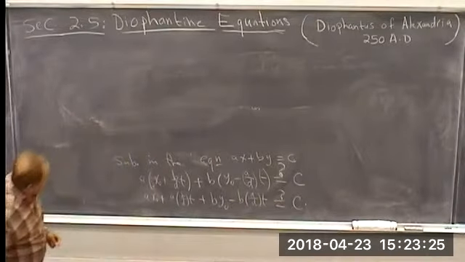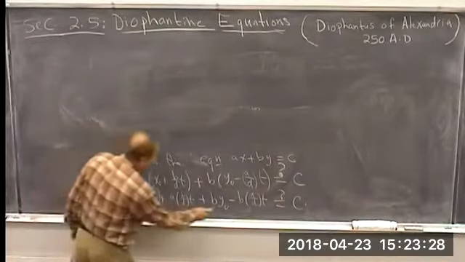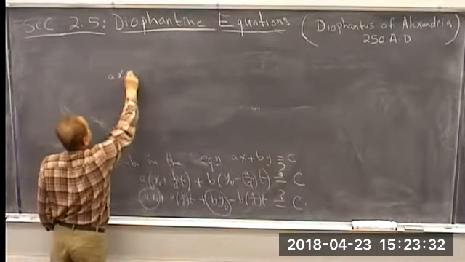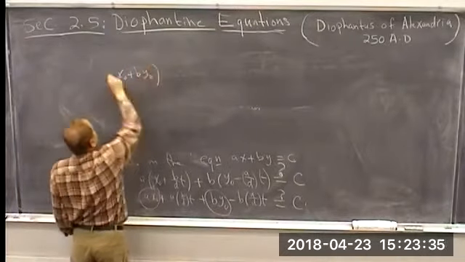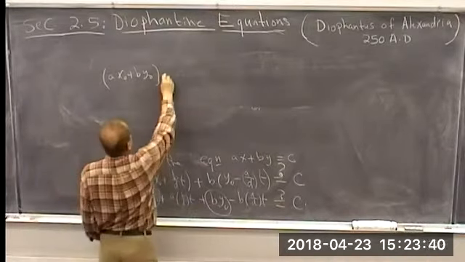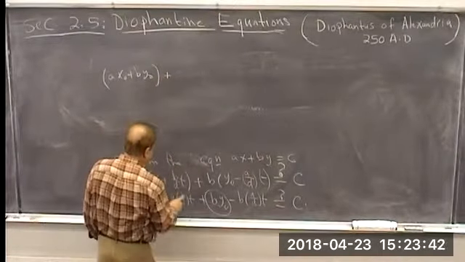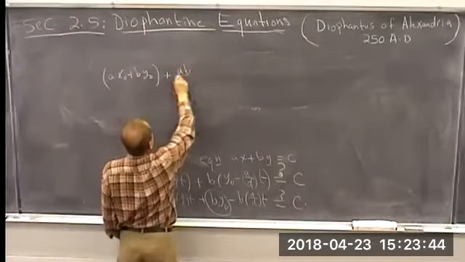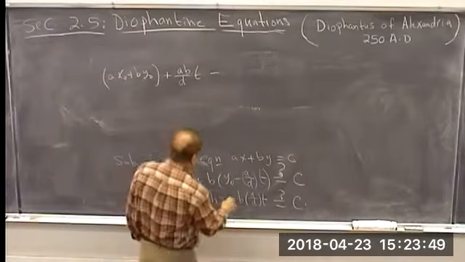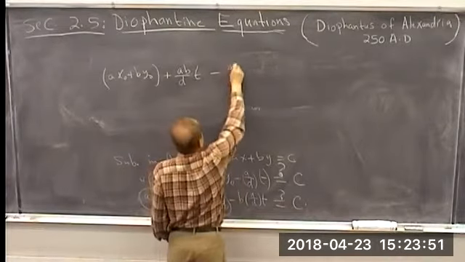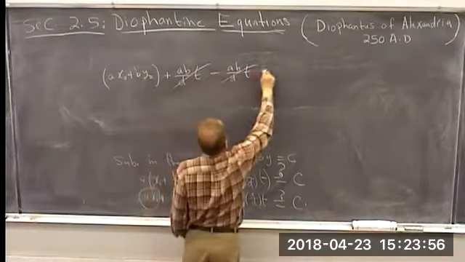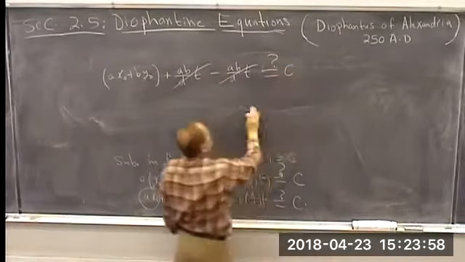Let me put the ax sub 0 and the by sub 0 together. So we have ax sub 0 plus by sub 0. All right, let's put the other stuff all together. Then we have plus ab over d t, then we have minus ab over d t, and these cancel out, and the question is, is this equal to c?